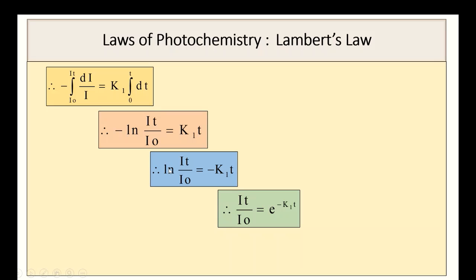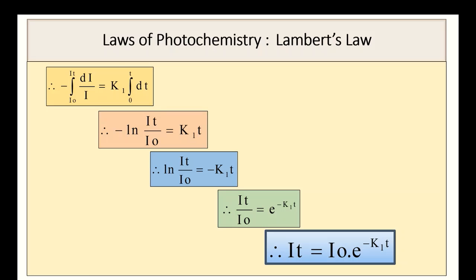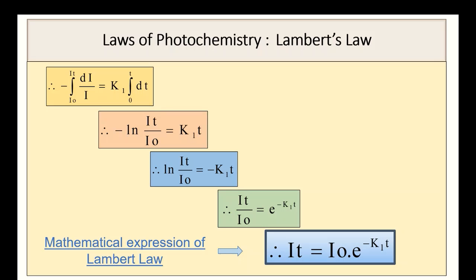When we take the natural logarithm to the right side, it becomes e to the power of the term which is present on the right side. So we can remember that if we take ln, the natural log, to the right side, it gives e to the power of that term. Say for example, ln x is equal to 2. So x will be equal to e to the power 2. Okay. Removing ln, we get e to the power of the term present on the right side. So rearranging the terms, we get It is equal to I0 into e raised to minus k1 t. This is the mathematical expression of Lambert's law.